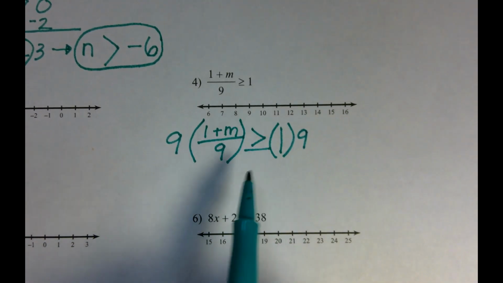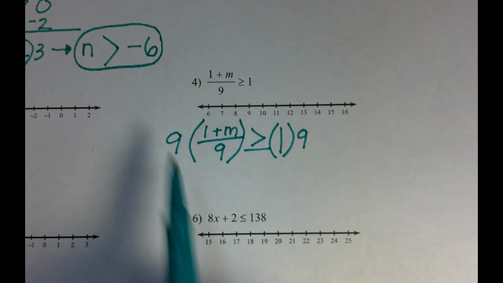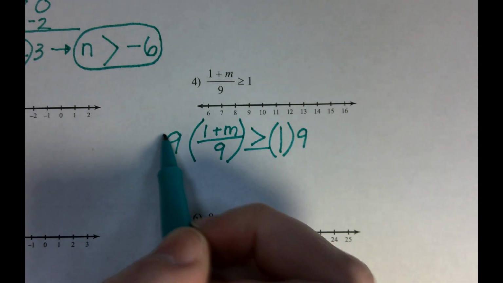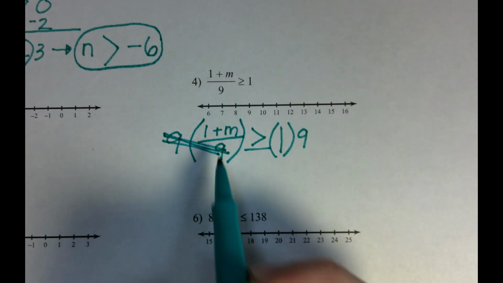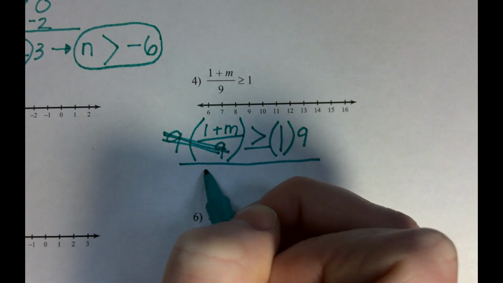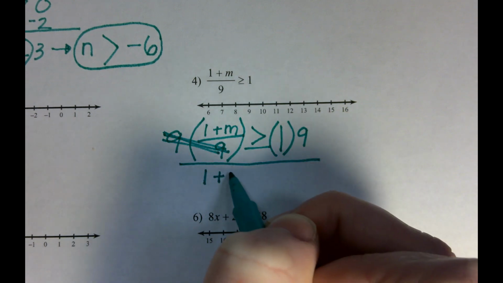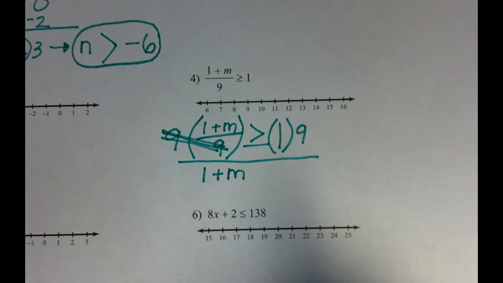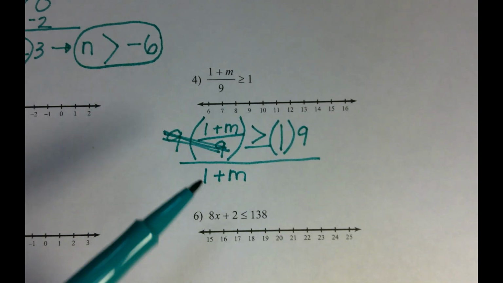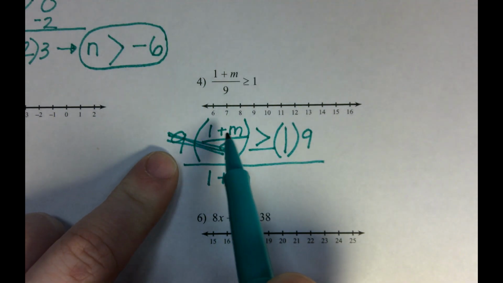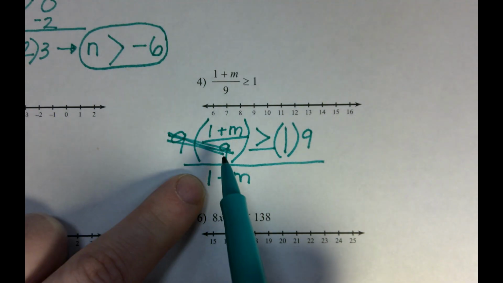Okay. So what happens on the side with the fraction, with the division? Cancel. My 9's cancel out. And what does that leave me with? 1 plus m. Good. Why don't you multiply it by the top too, if it's like in the parentheses? So that is an excellent question. Why are we not multiplying the top by 9?